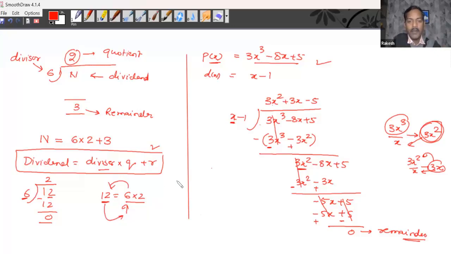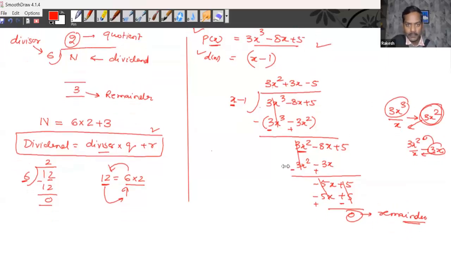The same thing is applicable for polynomials also. In the polynomial, if we divide any polynomial by another polynomial and the remainder is 0 following this particular process, then we say that the divisor becomes the factor. Divisor becomes the factor only in the case when the remainder is 0, right? So if the divisor is a factor, can I write p of x in a similar fashion? Because if this is the dividend, this is the divisor and this is the quotient, can I write it like this? Yes, we can write. Let's see how.